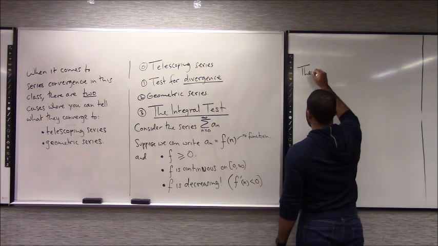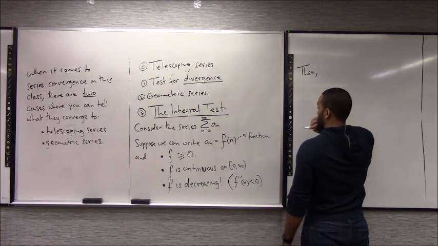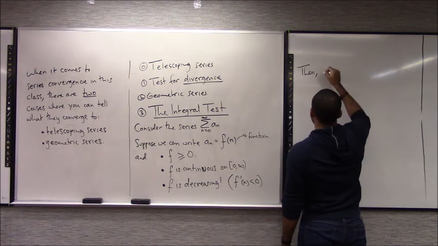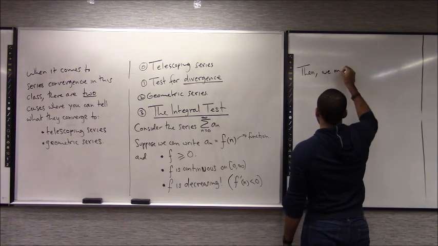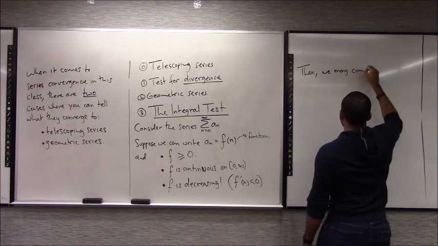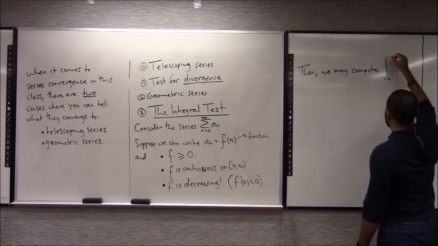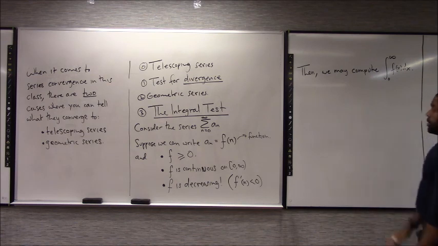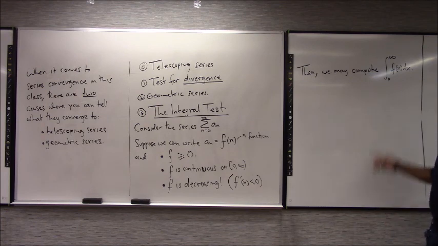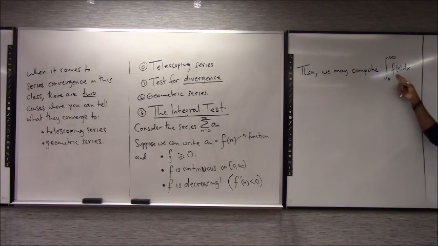then we may compute this integral, which is going to be an improper integral because it has an upper bound of infinity, right? So this is going to be a continuous decreasing positive function, non-negative, right?